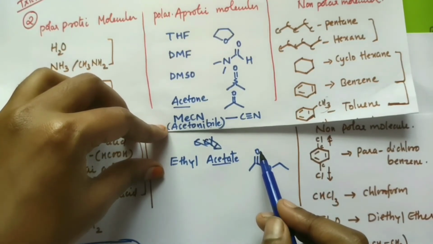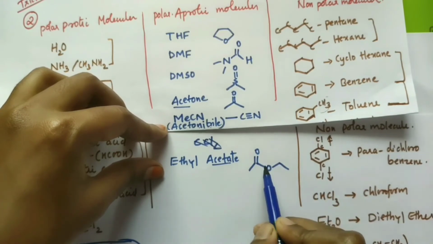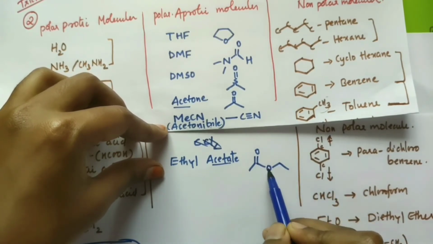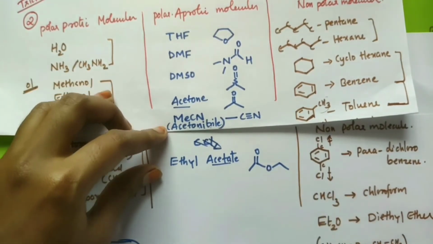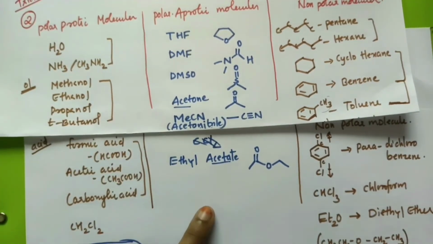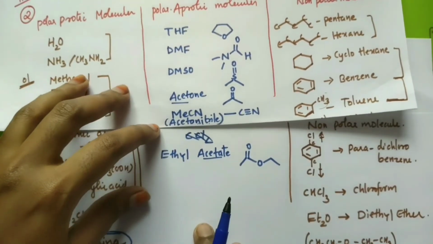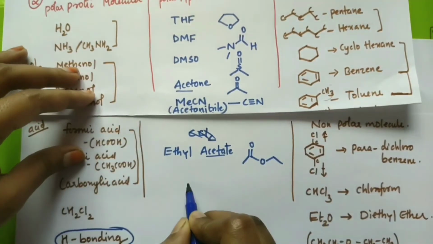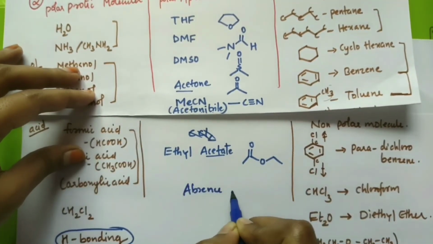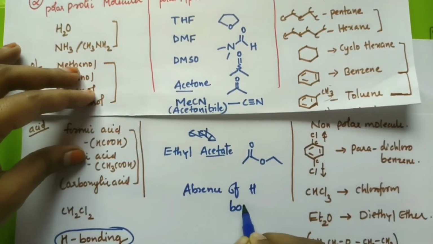Here too the carbon is bonded to oxygen. How many oxygens? Two oxygens, one is a double bond and the other is a single bond. I think you got it by analyzing; you can understand that here there is no hydrogen bonding, that is, absence of hydrogen bonding.